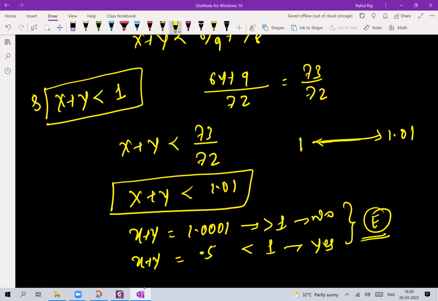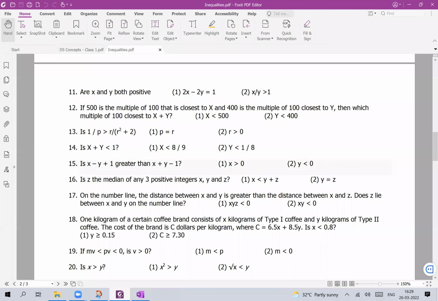Any doubt, boss? Now I'm giving you the easiest question that you can get in GMAT. Question number 15. Answer is B, Rahul. Beautiful, Aditi.